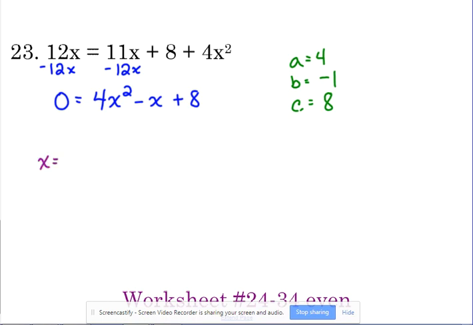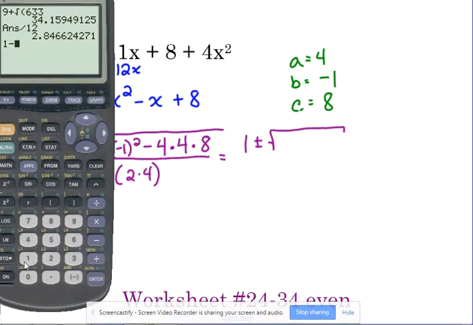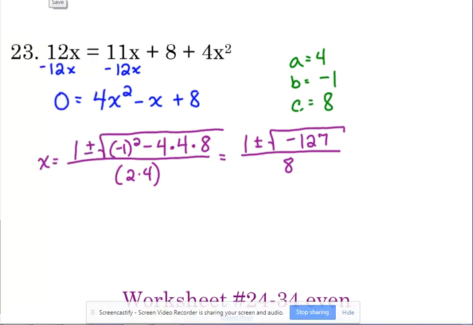So here we go. x equals the opposite of b, 1 plus or minus the square root of negative 1 squared in parentheses minus 4 times a, which is 4, times c, which is 8, all over 2 times a. So let's see here. We've got 1 minus 16 times 8. Negative 127 all over 8.